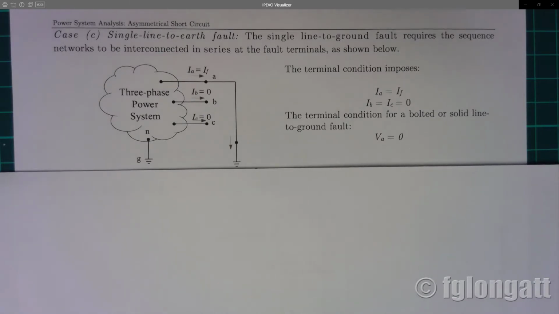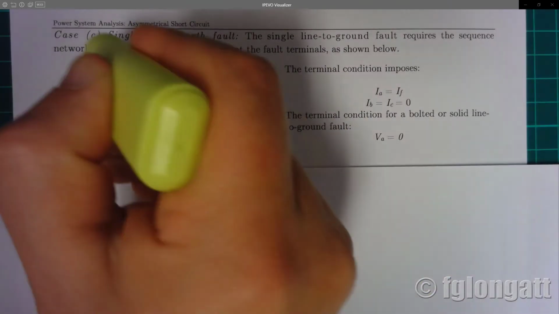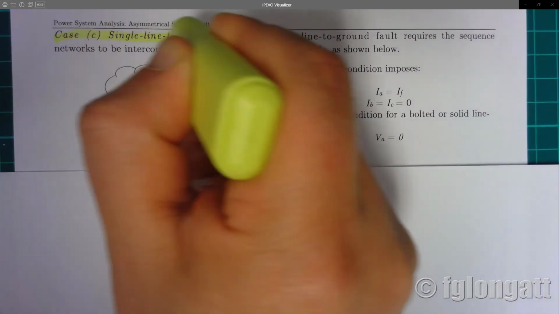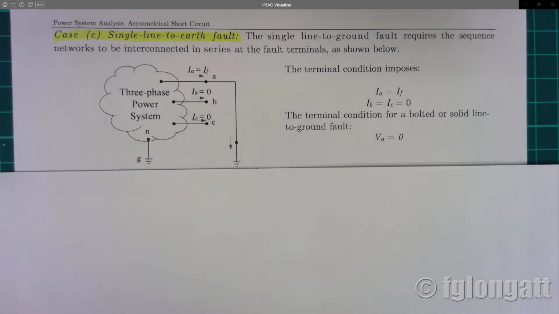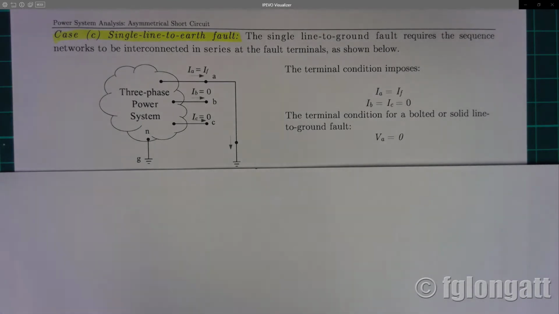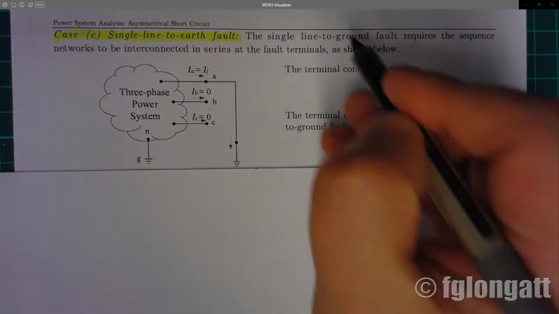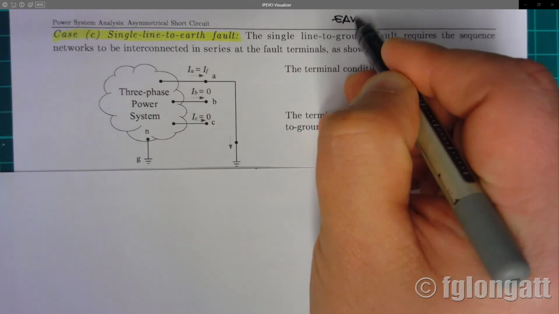Okay, hello everyone, and welcome back to the final part of this exercise, of this example. We are now on case C, or question C, and we are talking about a single line to ground or earth fault. Case C is very interesting because we are talking about a line to ground fault, or line to earth fault, okay?